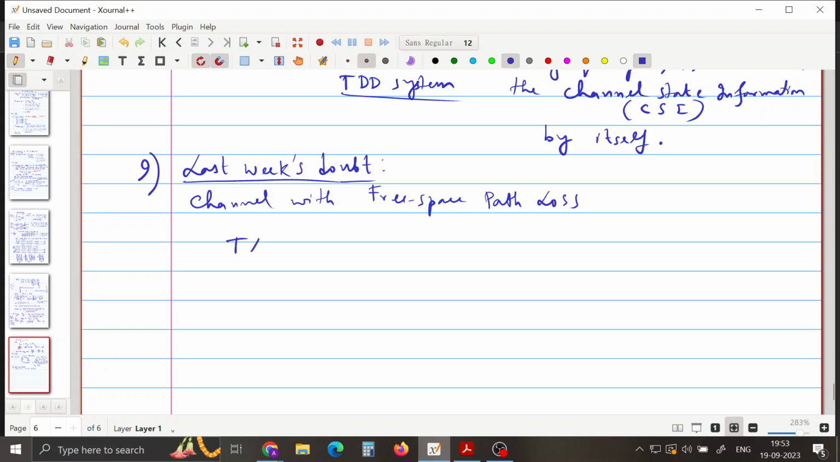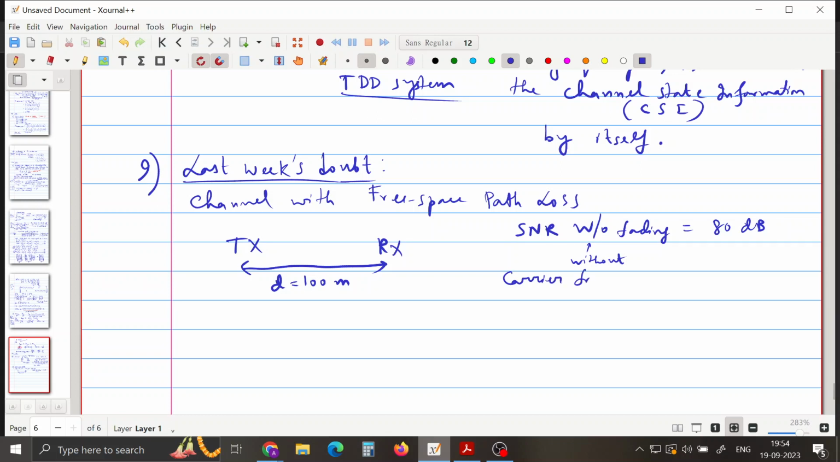Okay, so there is the transmitter, there is the receiver. What is the distance between them? D equals 100 meters, given in the question. The SNR, signal to noise ratio, without fading, is given to be 80 dB. The carrier frequency, let me denote it by FC, is 2.4 gigahertz.